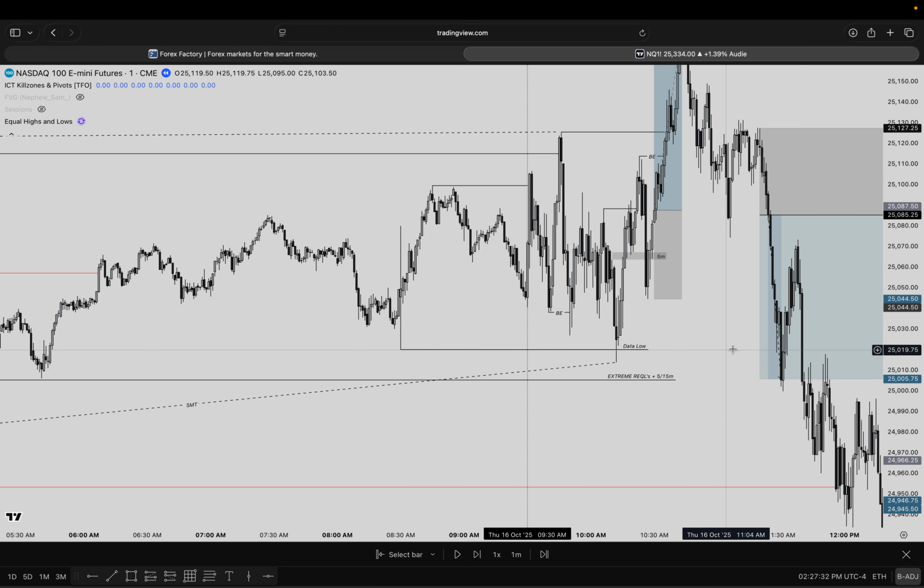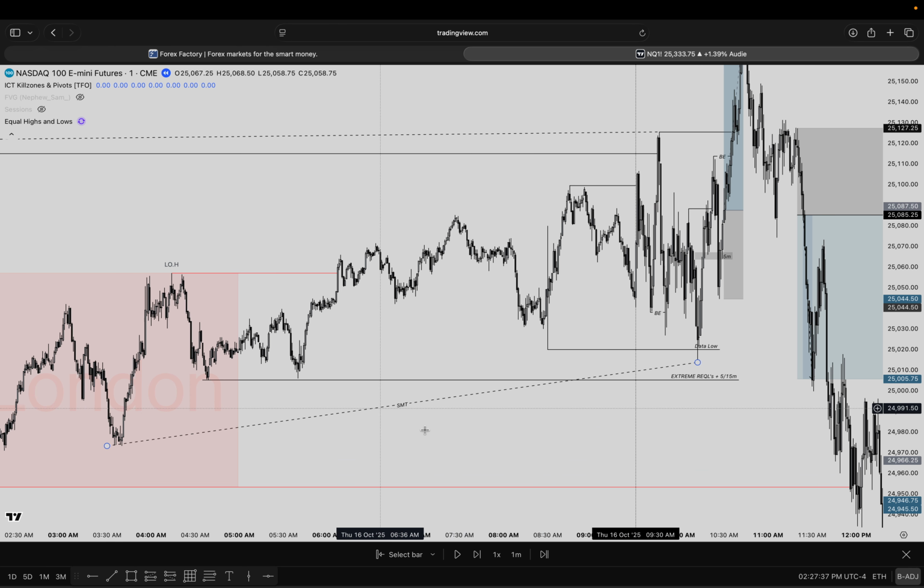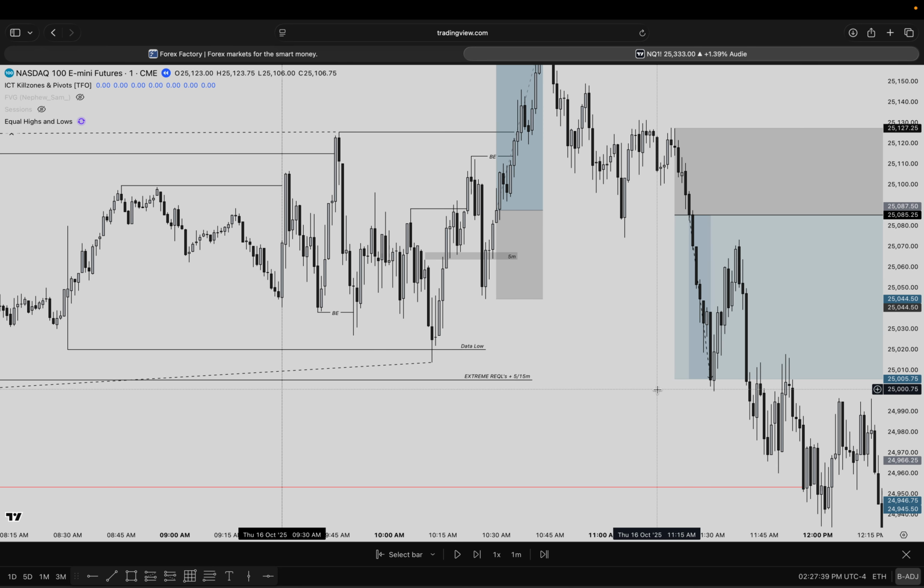we do have the SMT already, so it's not needed. It's not like these are equal lows. I mean, it's a great draw on liquidity. I mean, yeah, I would have still waited for this to get hit.